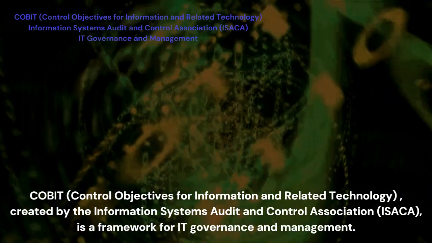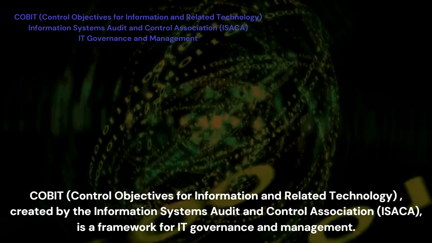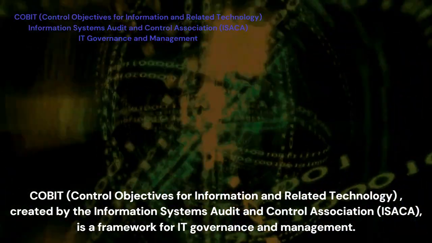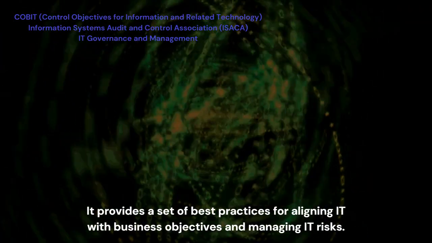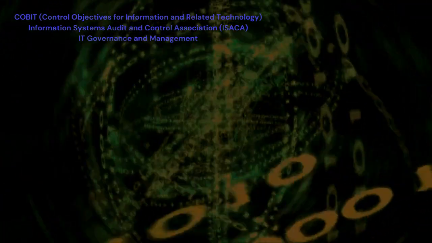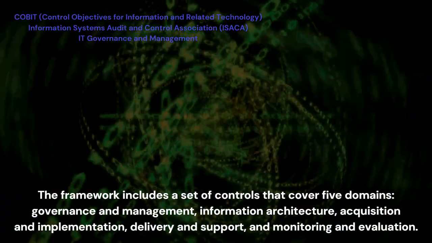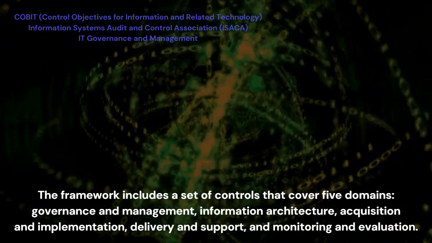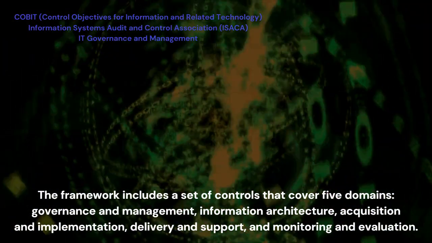COBIT, Control Objectives for Information and Related Technology, created by the Information Systems Audit and Control Association, ISACA, is a framework for IT governance and management. It provides a set of best practices for aligning IT with business objectives and managing IT risks. The framework includes a set of controls that cover 5 domains: governance and management, information architecture, acquisition and implementation, delivery and support, and monitoring and evaluation.